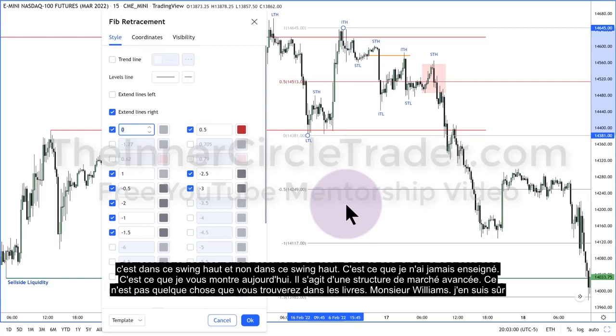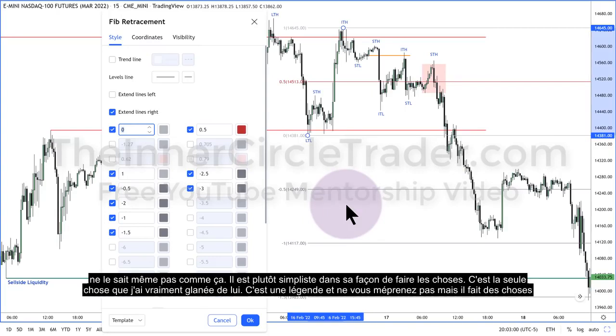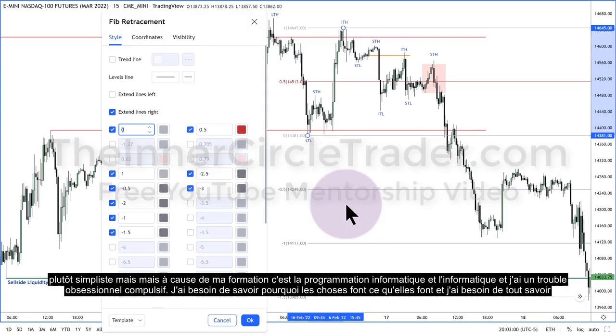This is advanced market structure. This is not something you're going to find in books. Mr. Williams, I'm sure, doesn't even know it like this. He's rather simplistic in the way he does things. That's the only thing I've really gleaned from him. He's a legend, don't get me wrong, but he does things rather simplistic.